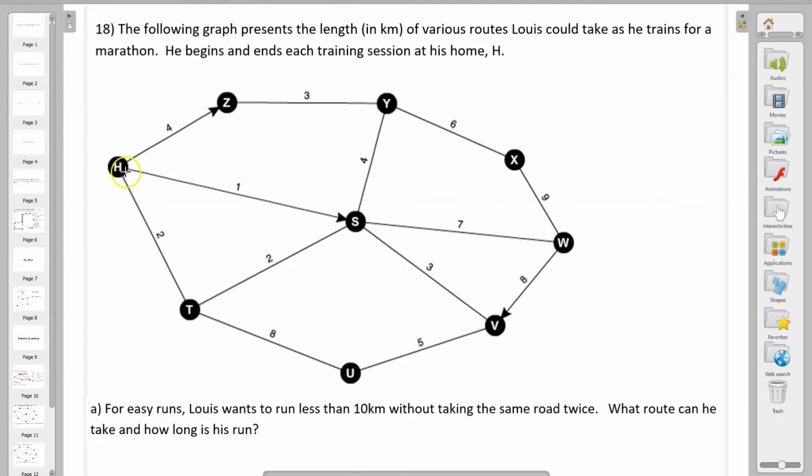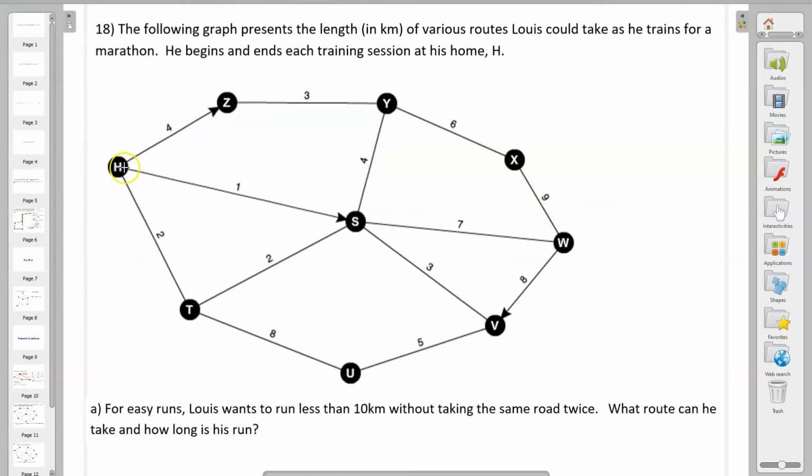So starting from home, we have to follow the directed arrows to make sure we're not going against them. Some of them are directed, and some of them are not. So let's start off and just see, through experimentation, what each of the routes gives us. If I go from H to Z, I'm at 4, plus 3 makes 7, plus 4 makes 11. So I've already gone over my limit of what I'm trying to do to get a 10-kilometer run.